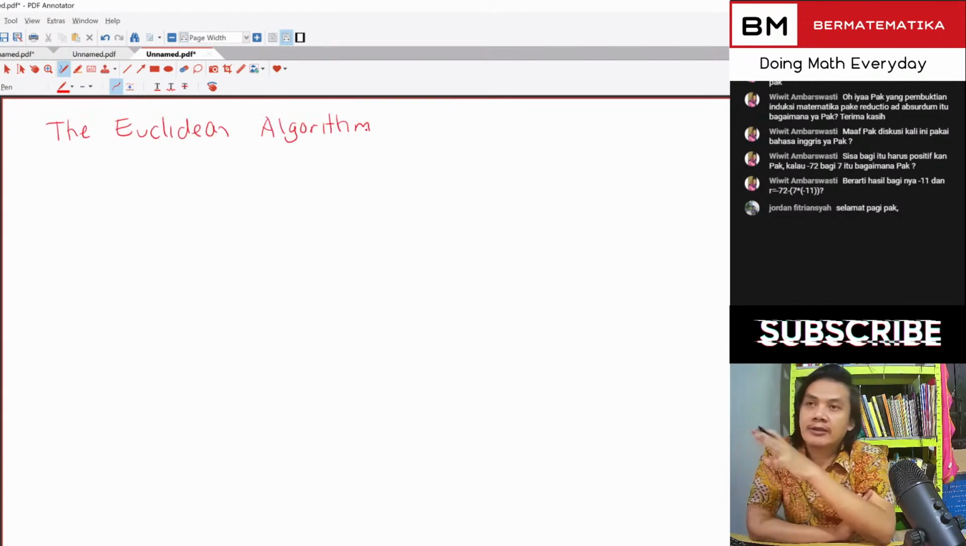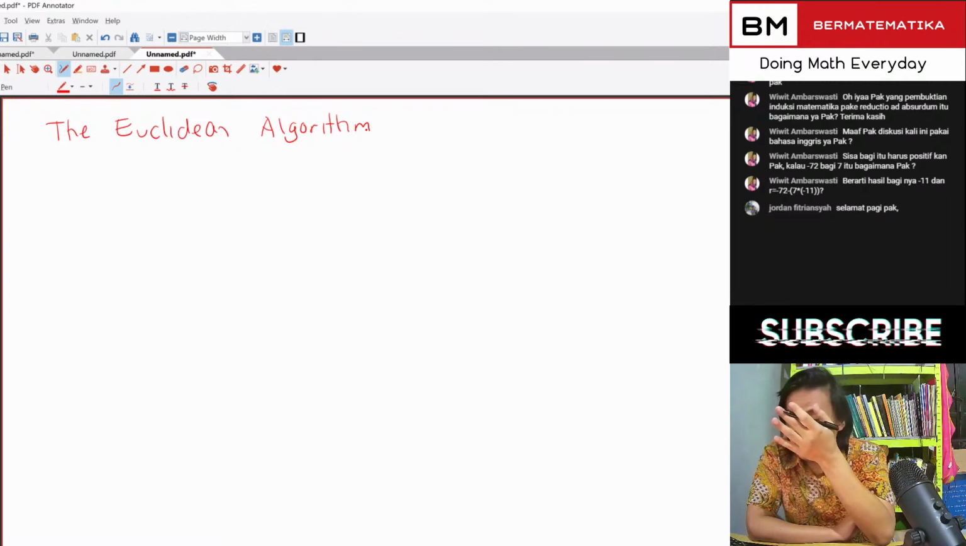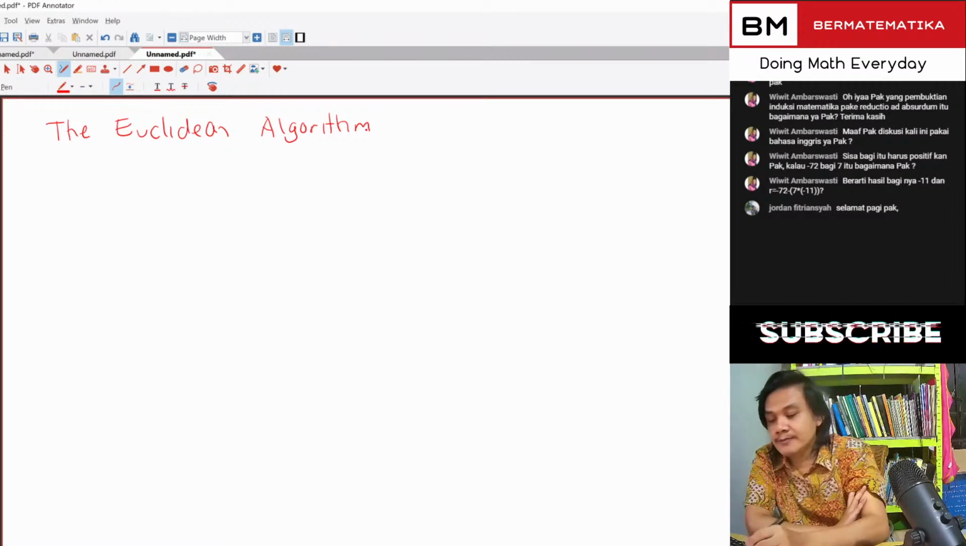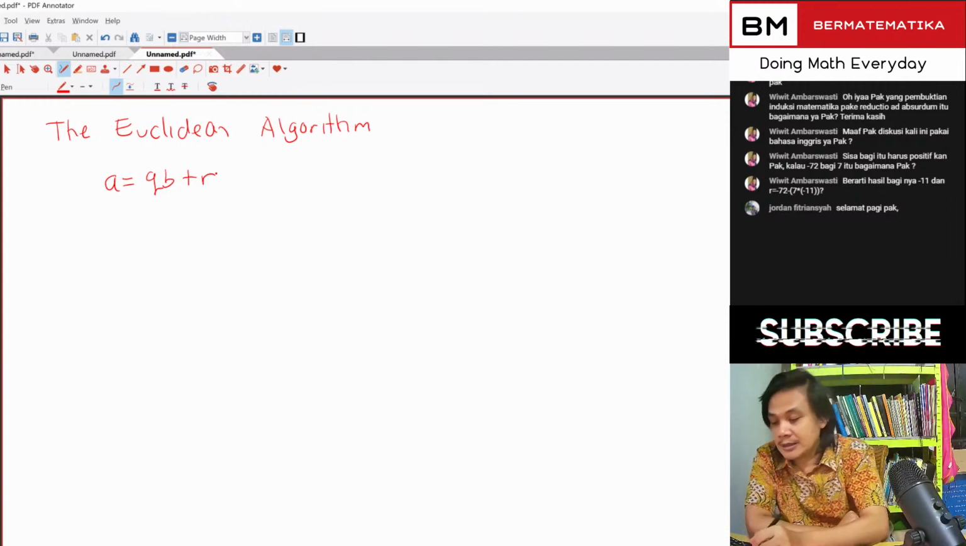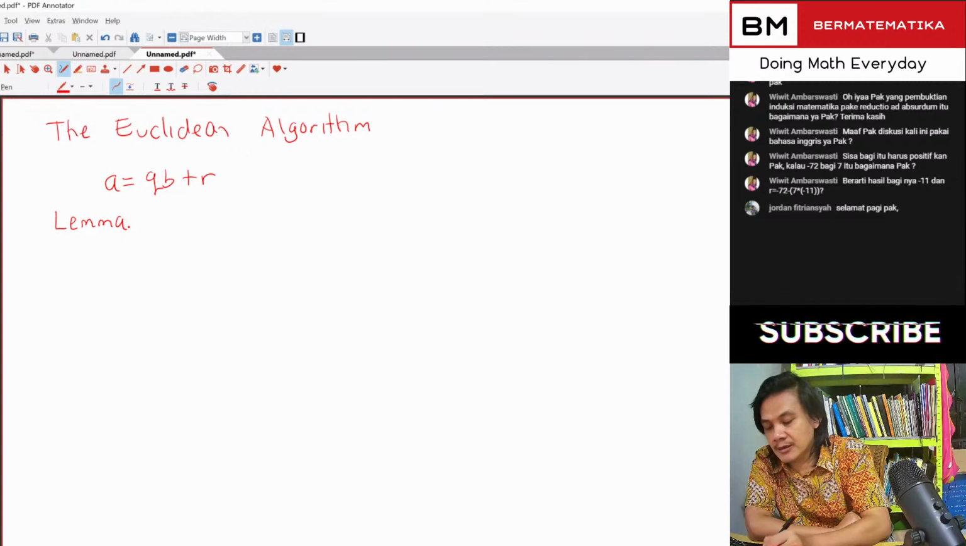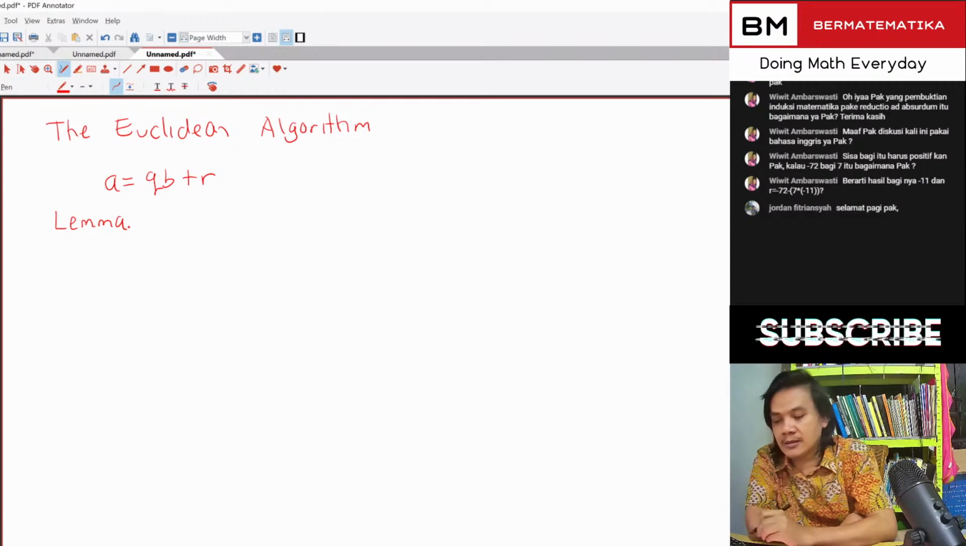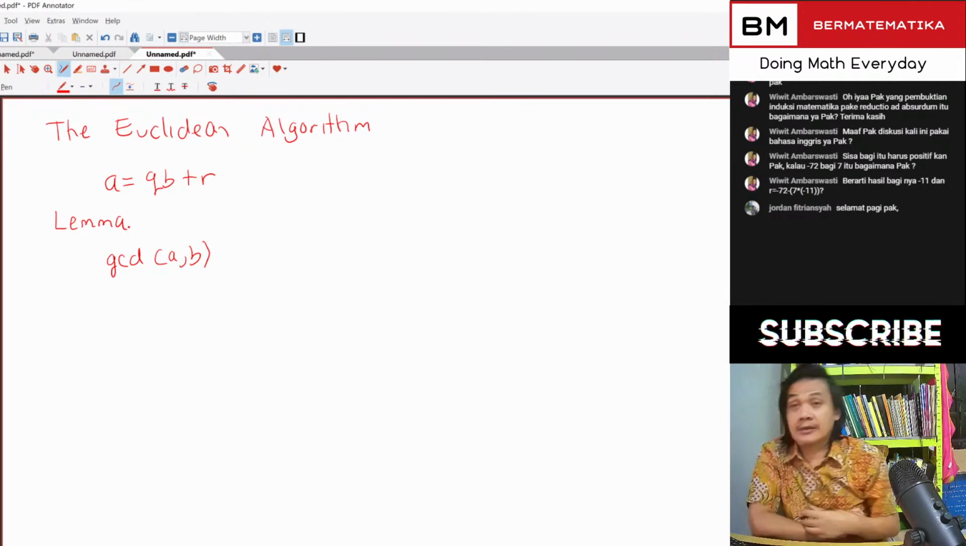So first recall that if we have two integers A and B, then according to the division algorithm, we have A equal to QB plus R for some Q and some R. So first I need a lemma. I claim that the GCD of A, B is the same as the GCD of B, R.